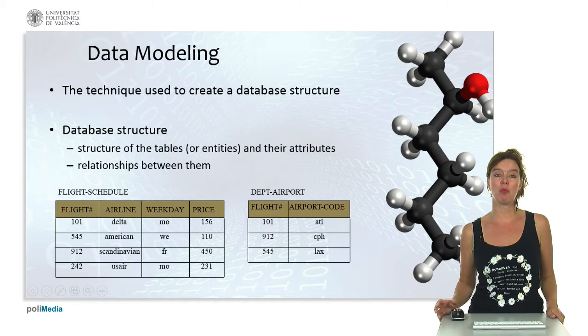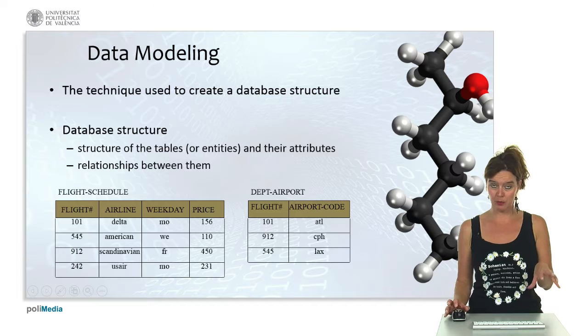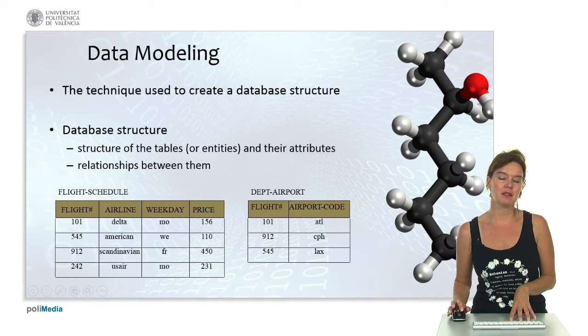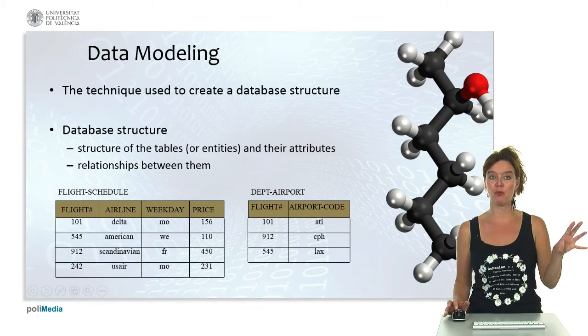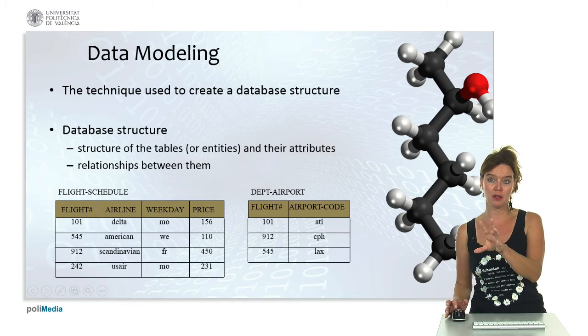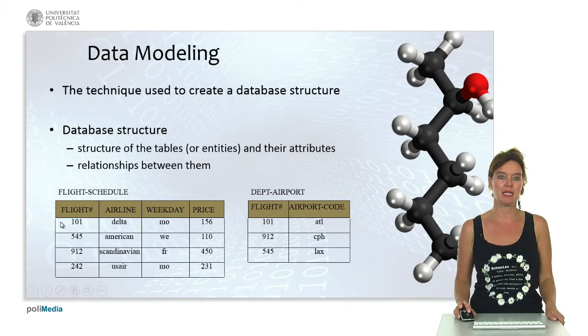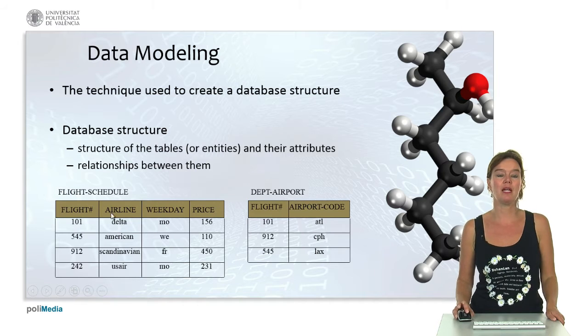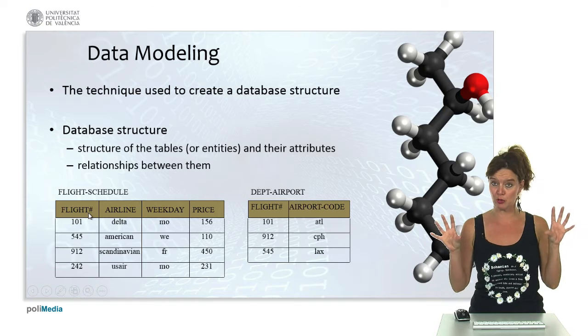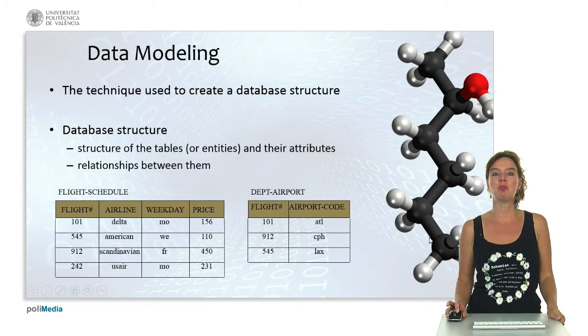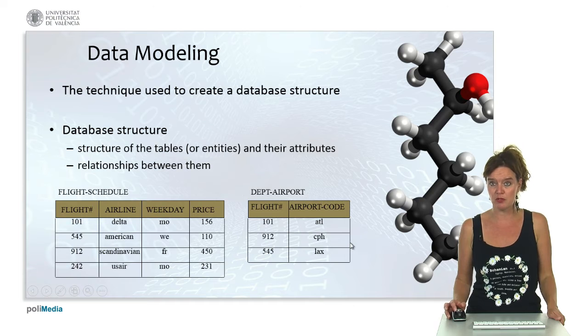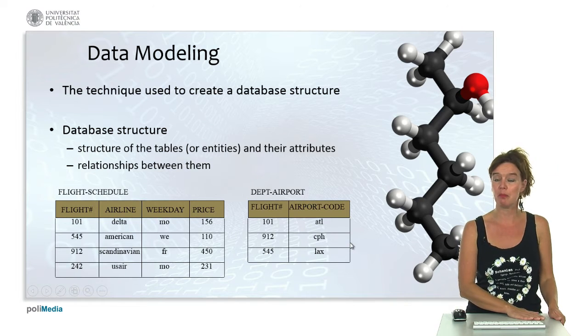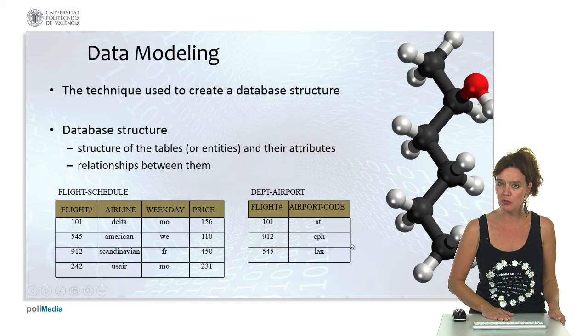And so as we've seen in the example before for the flight schedule, when we did data modeling, somebody decided that in order to represent the information from flight schedules and the airports, these tables were to be created. So we have a flight number, an airline company, a weekday that the flights go, and a price. And then in this table here, we have this flight number, which coincides with this one, such that we know that we're talking about the same flight, and the airport code that tells from which airport it's going to depart. So, data modeling is basically determining the structures of the tables that make up your database.